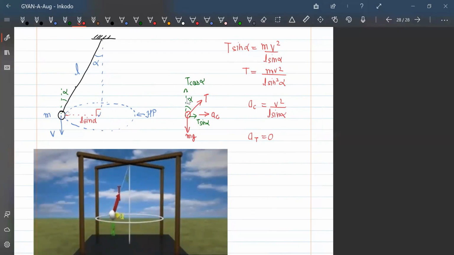And see, vertical direction में there is equilibrium, है ना? इस direction में move ही नहीं कर रहे. So we can write just T cos alpha is equal to mg. और यहाँ से टेंशन का एक और रिलेशन निकाल सकते हैं. T is equal to mg by cos alpha. Right.